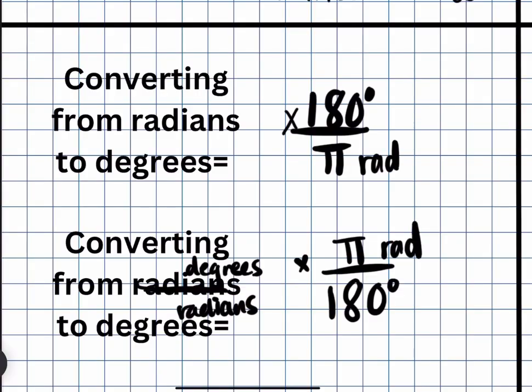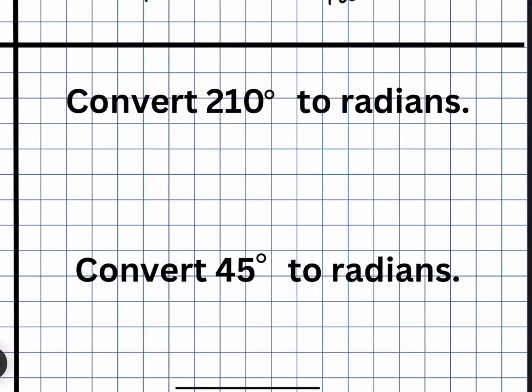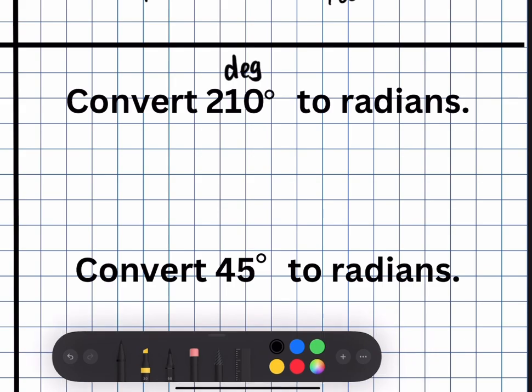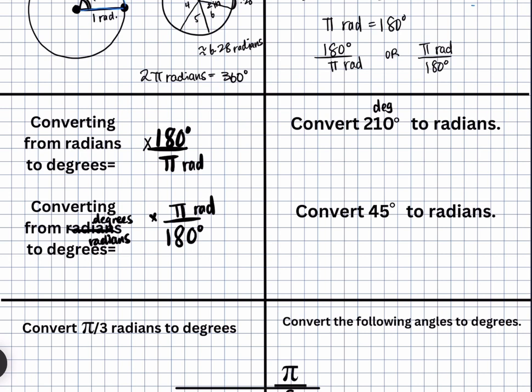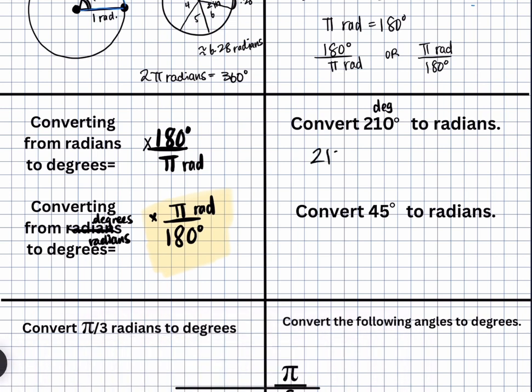So let's do some practice. It says convert 210 to radians. So here I'm going from degrees to radians. And according to my notes we just took, in order to get from degrees to radians, I would need to use this equation, okay? So I'm going to take my 210 and I'm going to multiply by pi radians over 180 degrees.